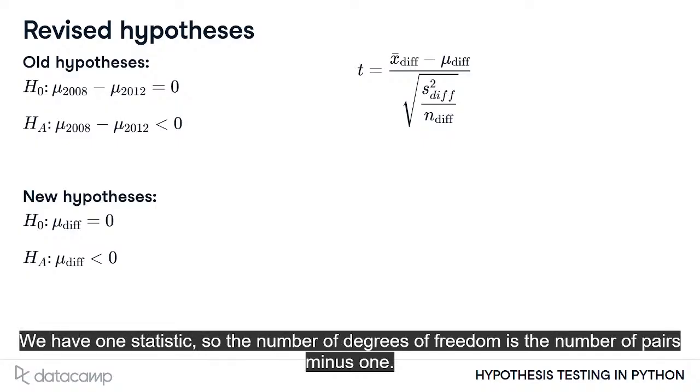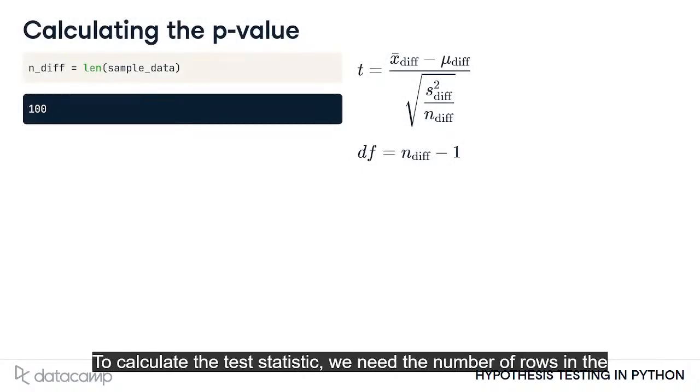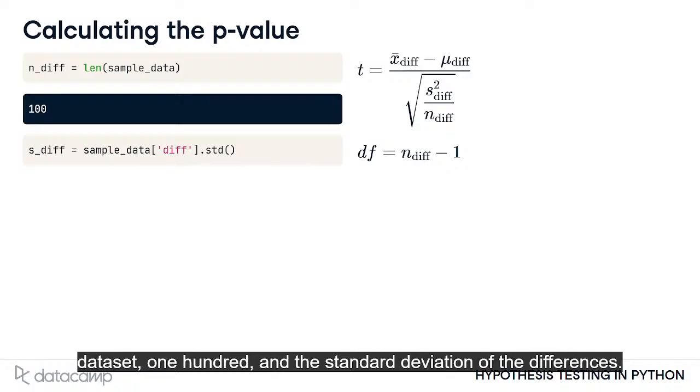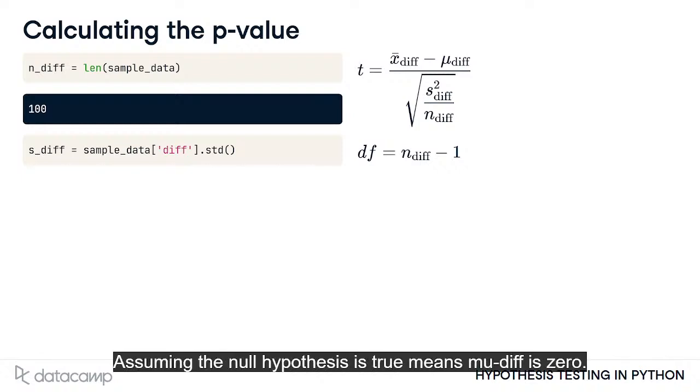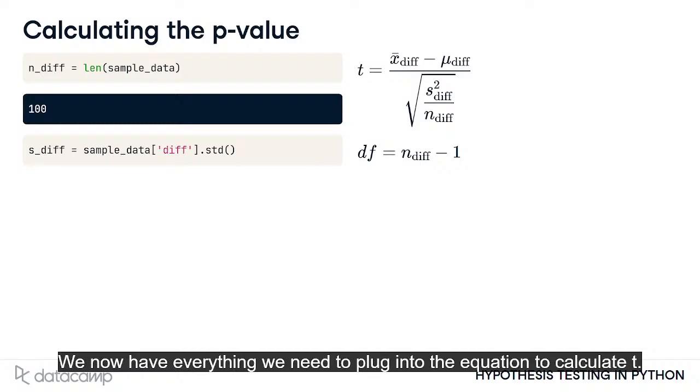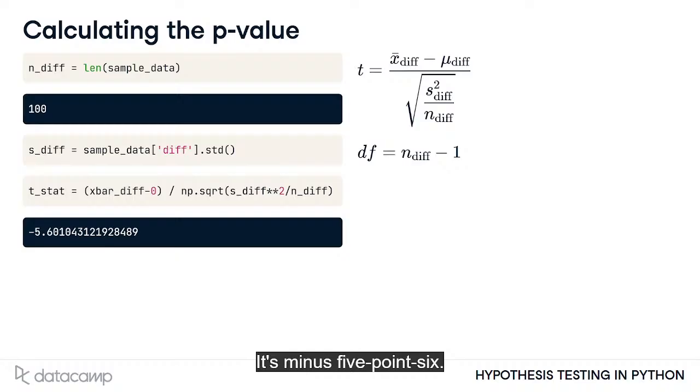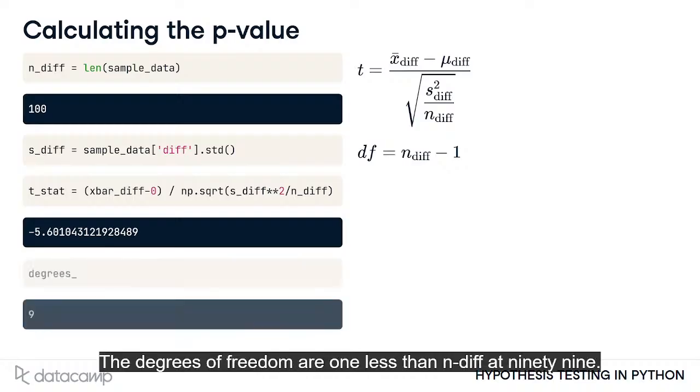We have one statistic, so the number of degrees of freedom is the number of pairs minus 1. To calculate the test statistic, we need the number of rows in the dataset, 100, and the standard deviation of the differences. We already calculated x bar diff, the mean of the differences, as -2.88. Assuming the null hypothesis is true means mu diff is 0. We now have everything we need to plug into the equation to calculate t. It's -5.6. The degrees of freedom are 1 less than n diff at 99.